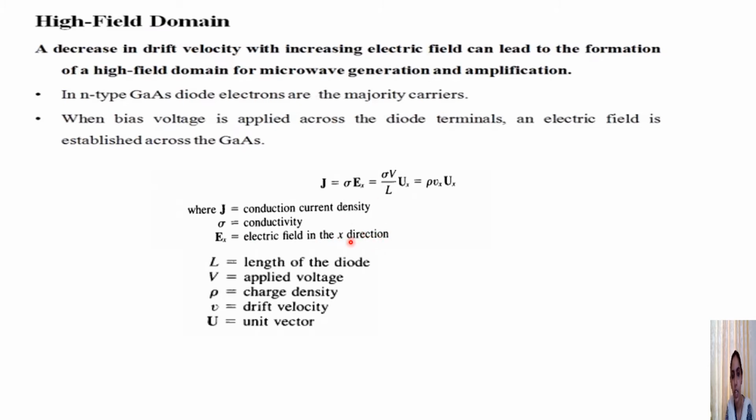So we are considering that the electric field is applied here in the X direction. This can be modified as J = σ(V/L)Ux, where Ux is a unit vector in the direction of X. With this expression, the current density J can also be written in terms of the charge density rho as J = ρ Vx Ux, where Vx is the drift velocity here in the X direction. So this is a general equation which is applicable prior to the threshold electric field.